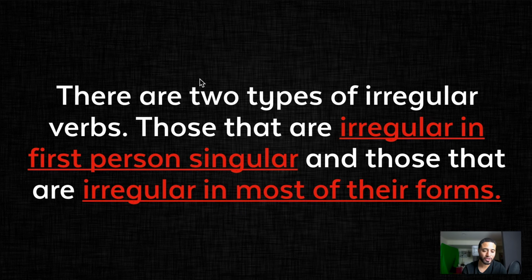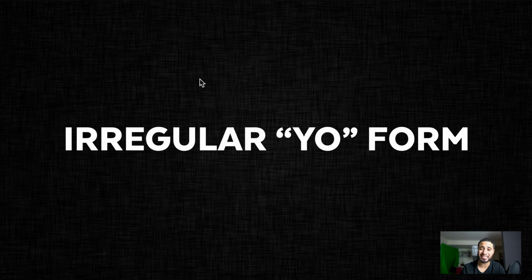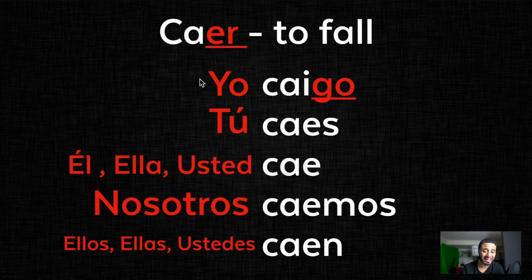Okay? So there are two types of irregular verbs, those that are irregular in the first person singular and those that are irregular in most of their forms. In other words, for some of these irregular verbs, only the yo form, the I form, is going to change. And in others, all the conjugations are going to change for the most part. So first, let's just look at some irregular yo forms. We have caer, to fall. Yo caigo, the yo form is the only one that changes here. Tú caes, él, ella, usted cae, nosotros caemos, ellos, ellas, ustedes caen. So everything else follows the regular conjugation. Only the yo form changes, okay?